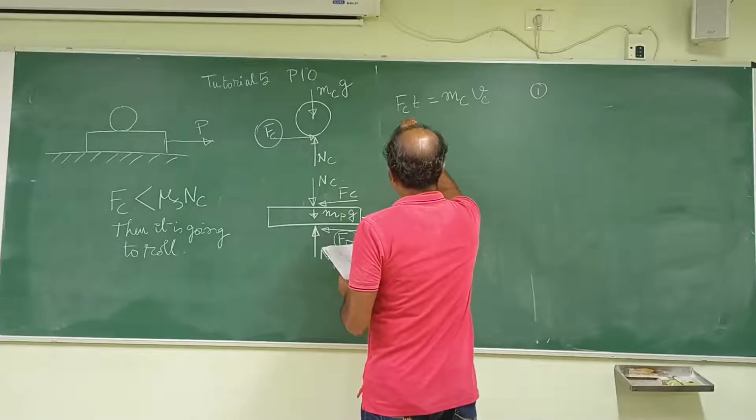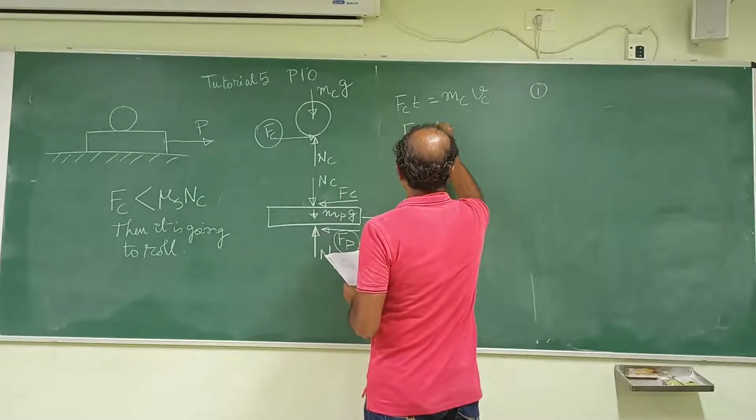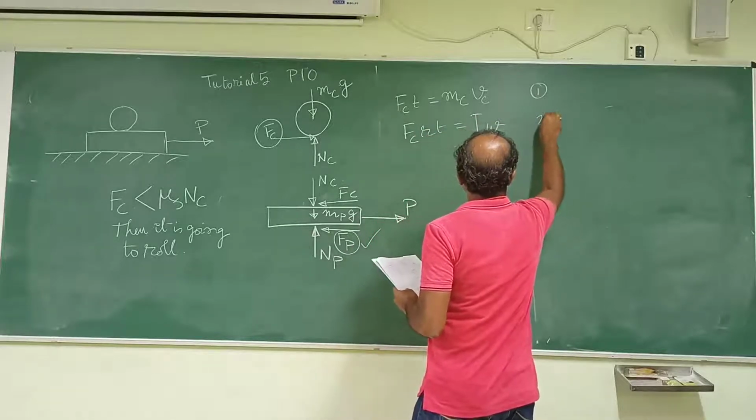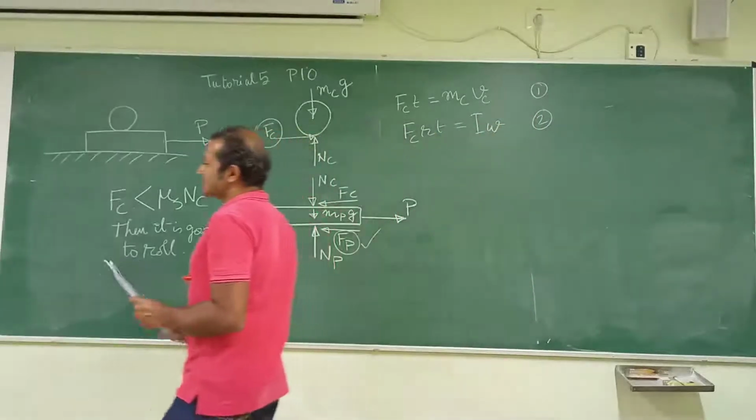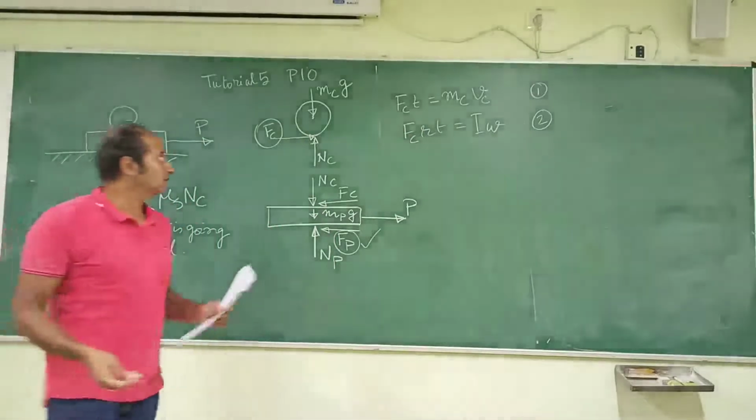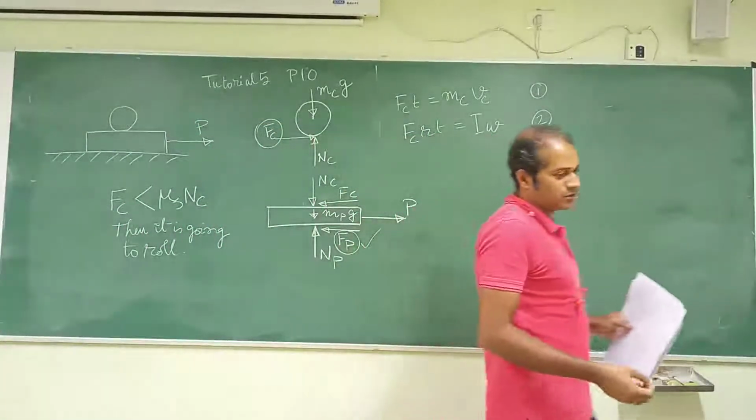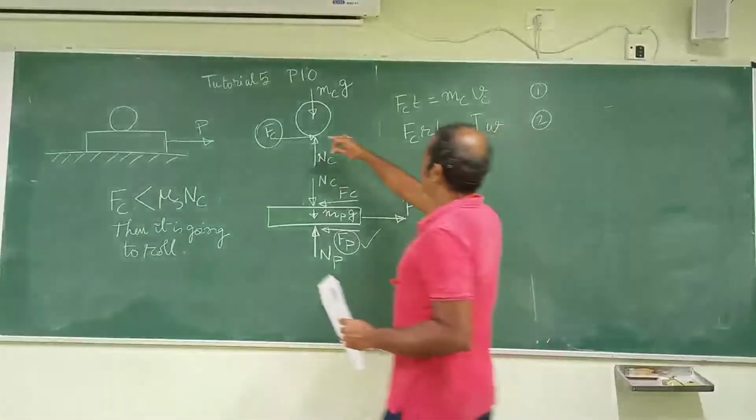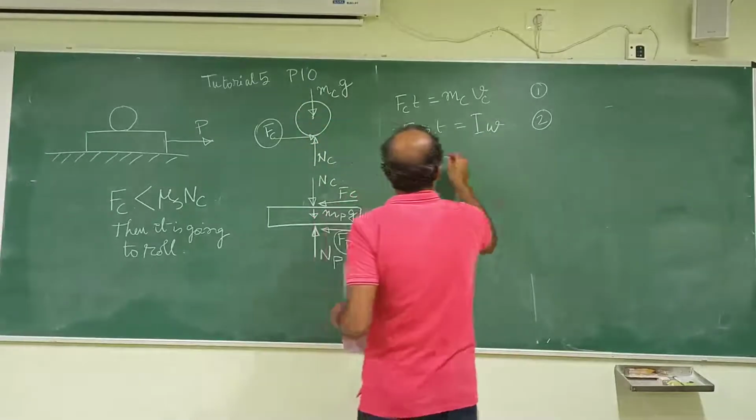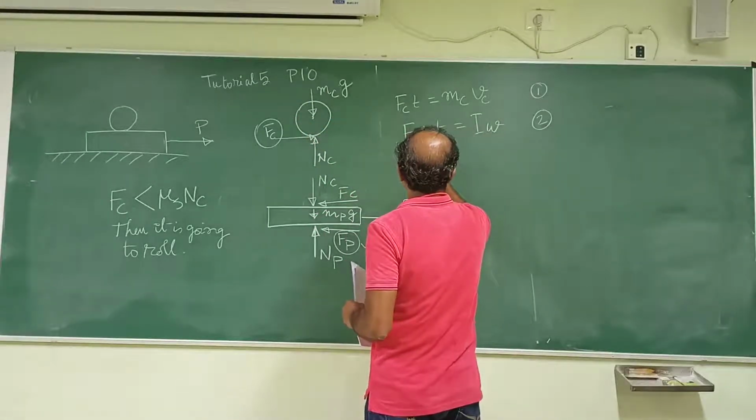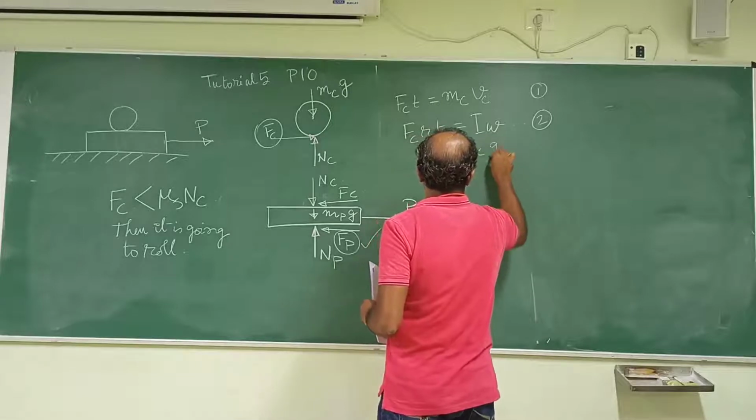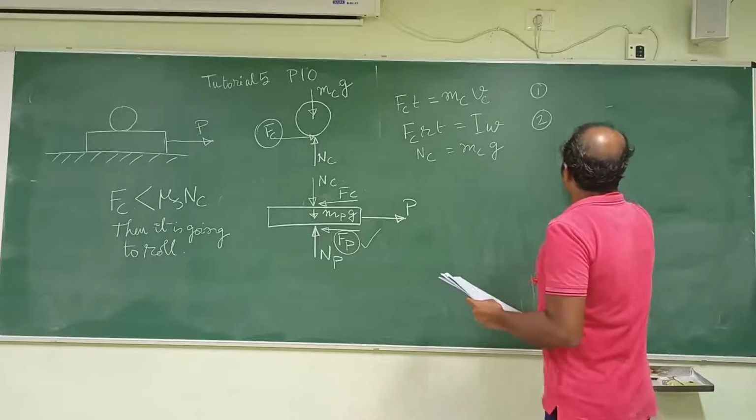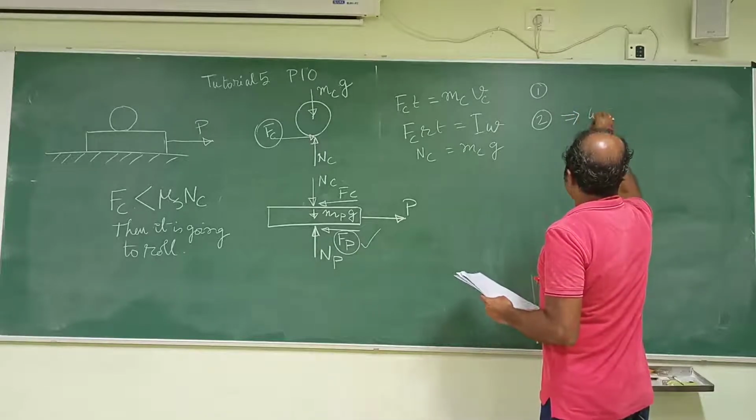Next, the momentum equation is Fc times r_t is equal to I omega. That is the second equation. And the third part is just the balance, which is going to tell that Nc is equal to mcg. The third equation is, if you are going to consider the degrees of freedom 3, then the third equation is Nc is equal to mcg. That's all.